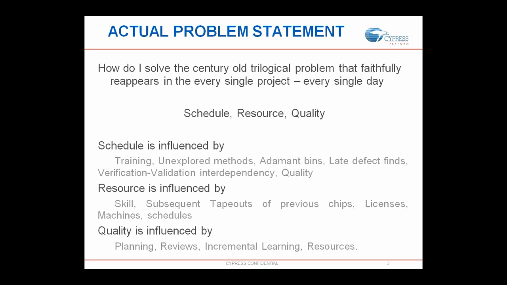Late defect finds. Because of this randomization, maybe for good or for bad, there are defects that are found very late in the cycle. They could be found before tape out, but it's late. So that could cause a schedule impact.